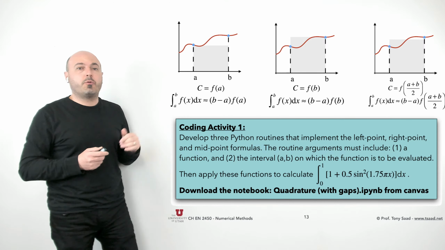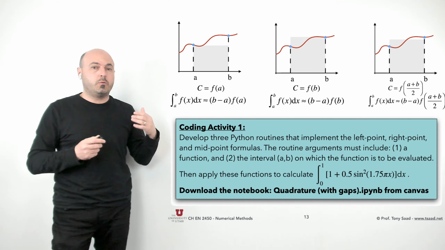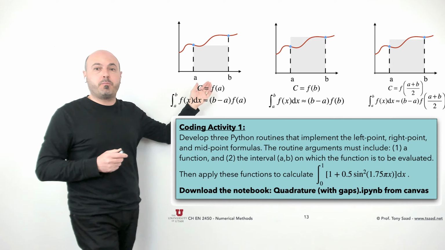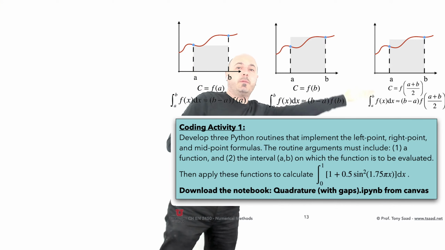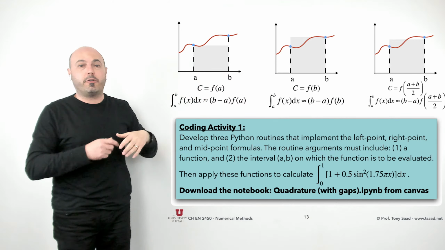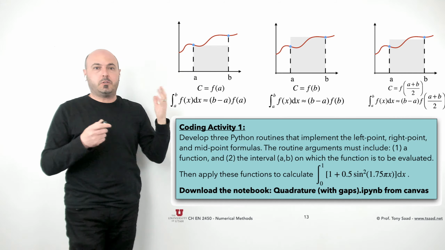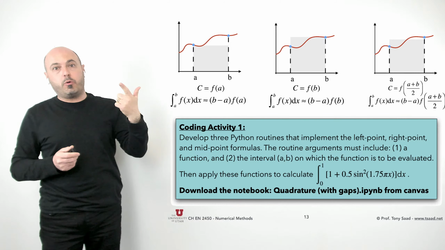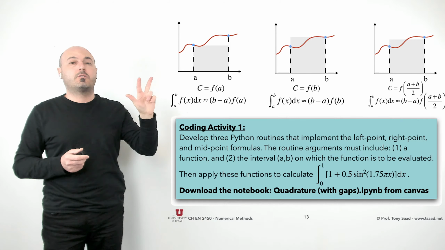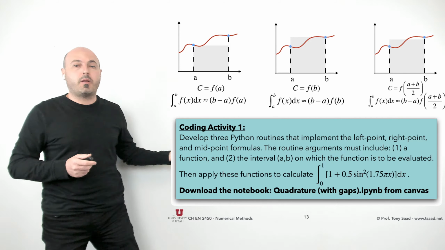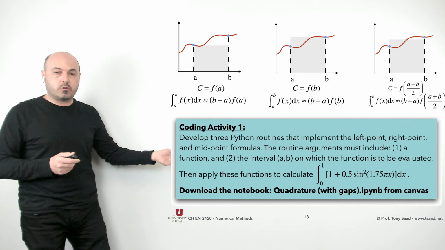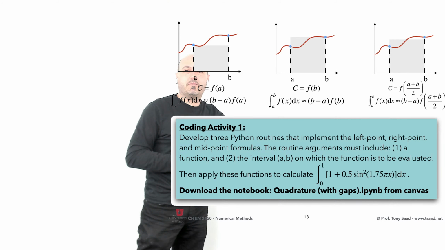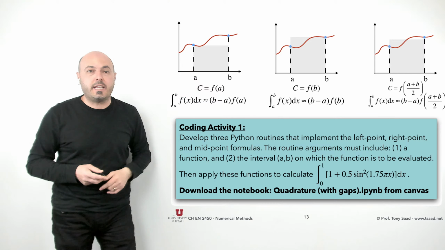Your objective with this first coding activity is to just develop three Python routines that implement the left point, right point, and midpoint rules for an arbitrary function. So your routine should take at least a function name, a lower bound, and an upper bound. So it should take at least three arguments. And then I want you to apply it to calculate the integral from 0 to 1 of this complex function, 0.5 sine squared of 1.75 pi x dx.